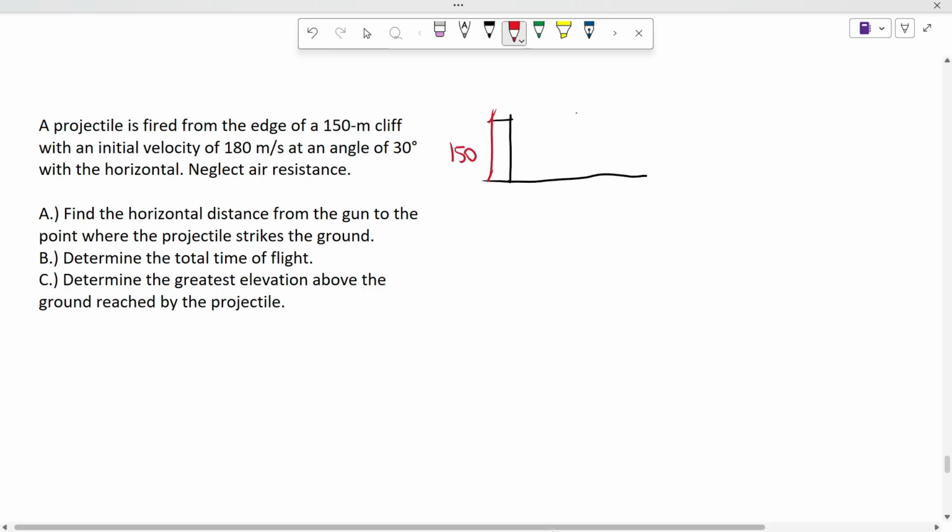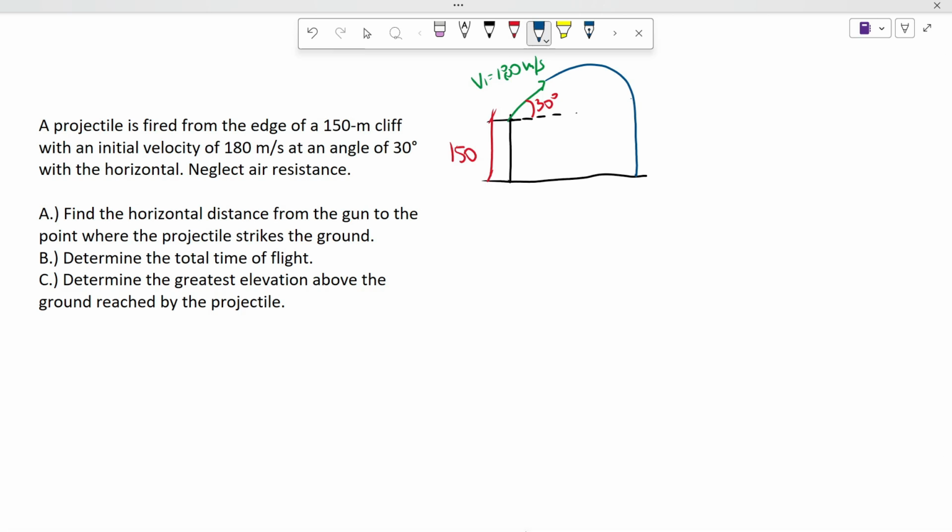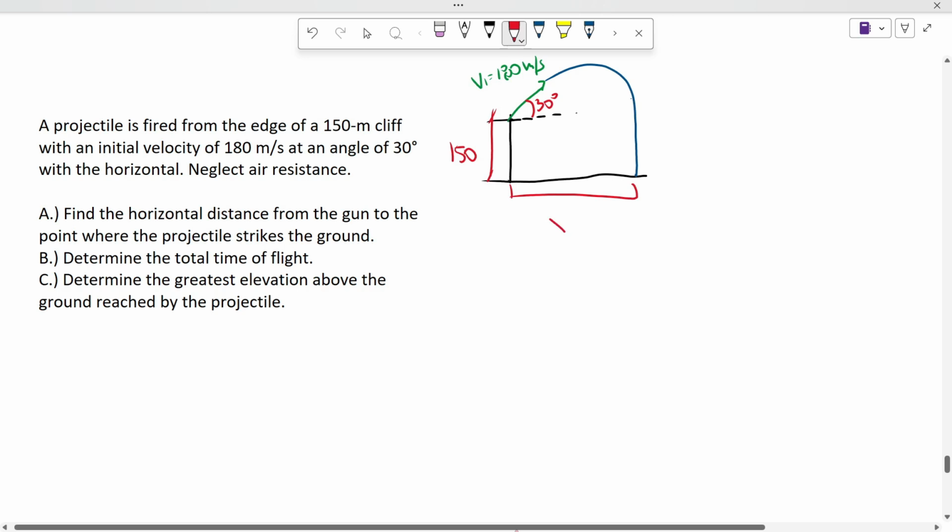So, with an initial velocity of 180 meters per second, at an angle of 30 degrees with the horizontal, neglect the air resistance. So, the projectile is fired from the gun, guys, and that is the path it follows. We are asked to find the horizontal distance from the gun to the point where the projectile strikes the ground. So, this is what we need to find, guys, the X.